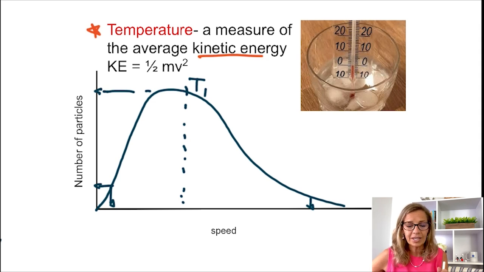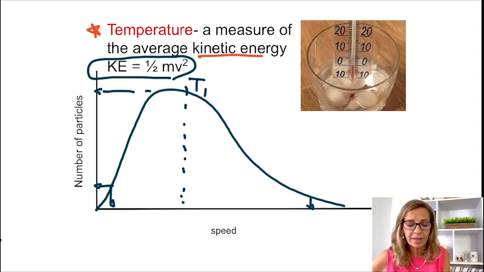Now, kinetic energy, you don't really need to know this equation, but I think it's important that you know that kinetic energy depends on the mass of the particles, which are tiny, and the speed. V is velocity or speed. So the faster particles are moving, the higher the kinetic energy, the higher the temperature.